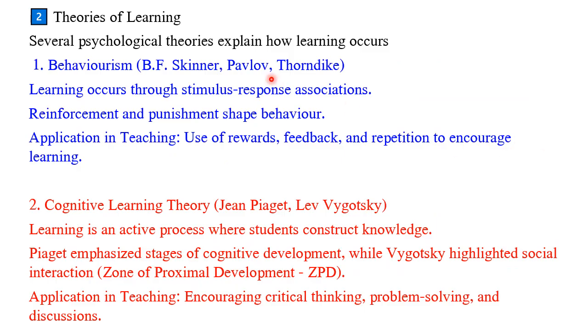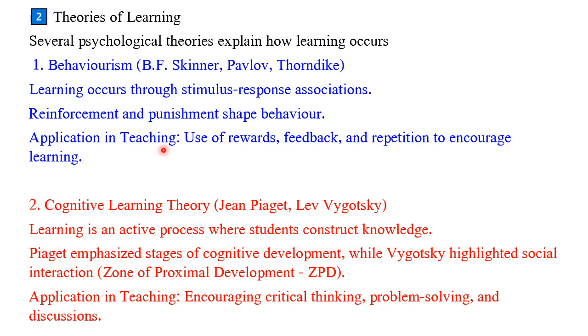We see here what are the theories of learning. Several psychological theories explain how learning occurs. Behaviorism. The scientists B. F. Skinner and Edward Thorndike say learning occurs through stimulus response associations. Reinforcements and punishments shape behavior. Application in teaching: use of rewards, feedback and repetition to encourage learning.